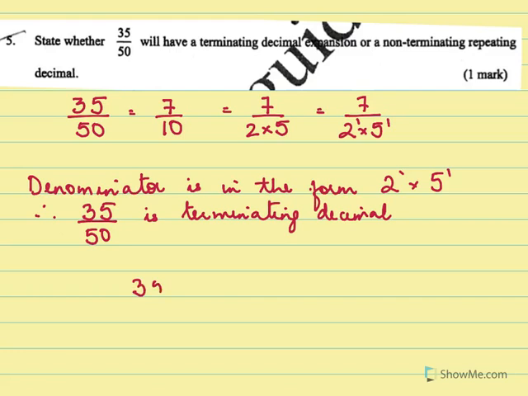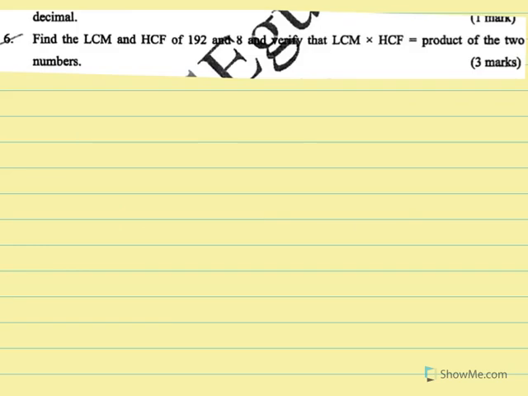Hope you know the meaning of terminating decimal. Means you do 35 over 50, you divide it, your answer will come 0.7. See, it terminates. So it's called terminating decimal.